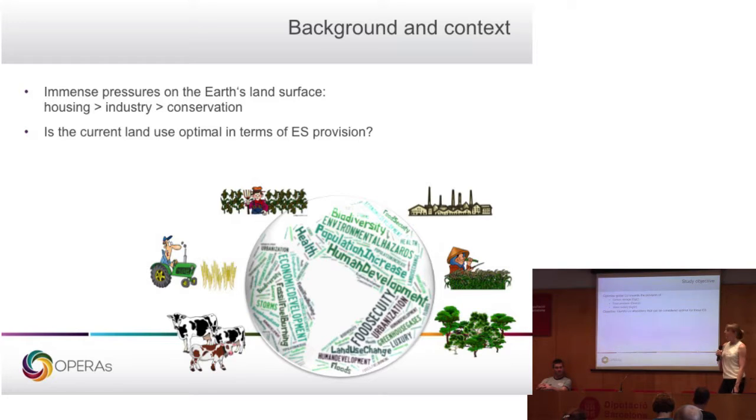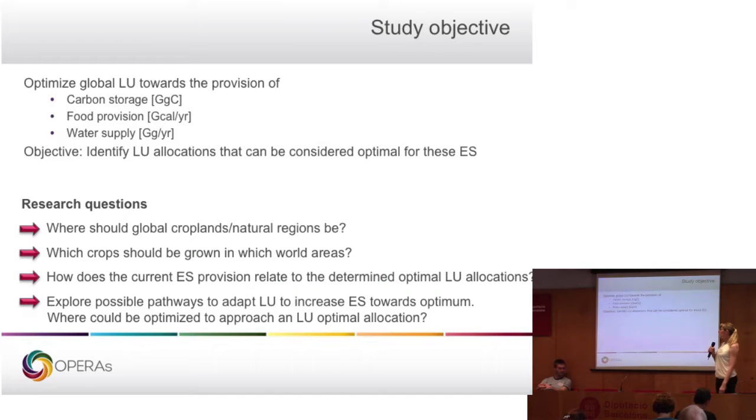So the study objective was actually to optimize global land use towards the provision of three services, that is carbon storage, the food provision, and water supply. The objective was to identify land use allocations on global scale that can be considered optimal for these services.